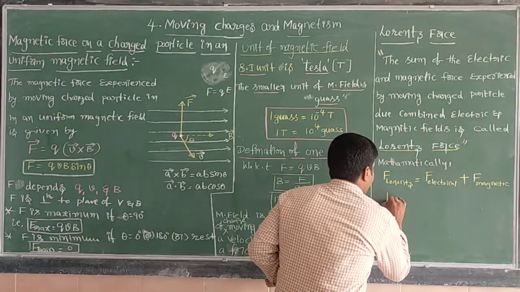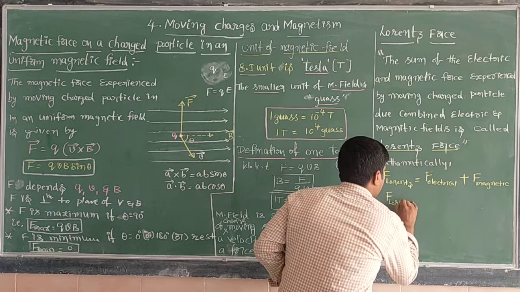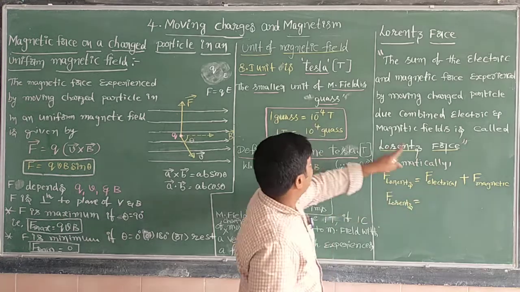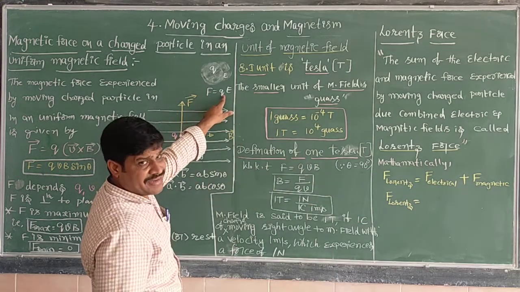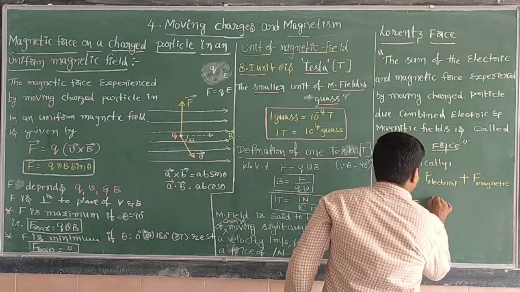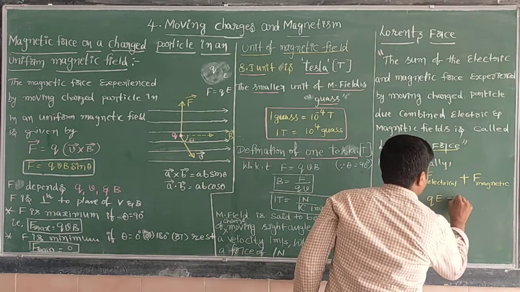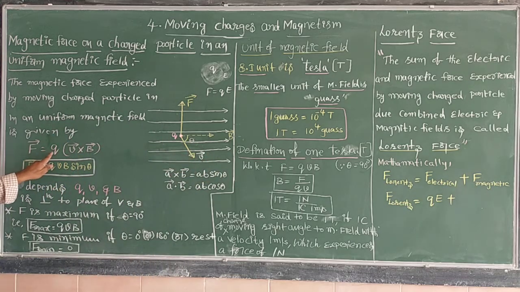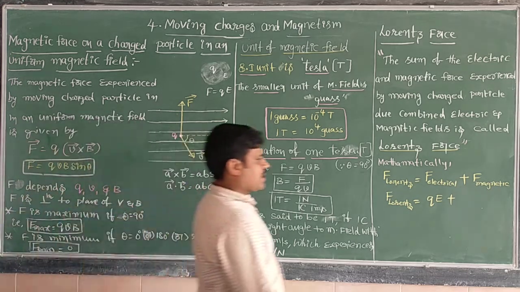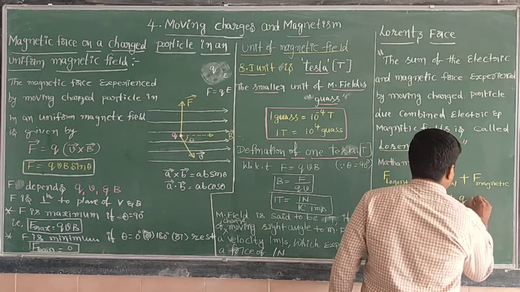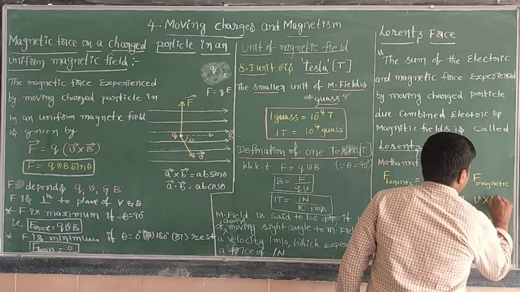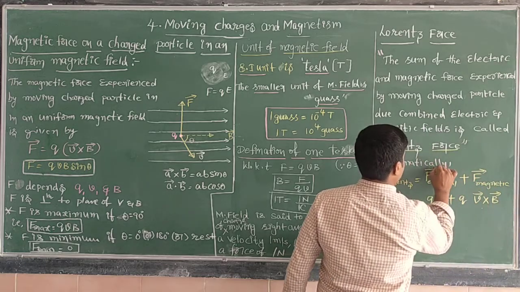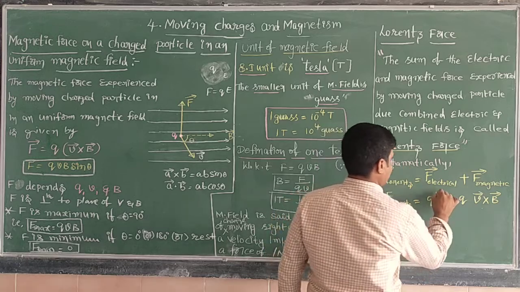So F Lorentz is equal to the electrical force. What is the formula for electrical force? It is nothing but QE, plus what is the magnetic force? The magnetic force is F bar equal to Q into V bar cross B bar. Now this is the Lorentz force. Force is a vector quantity, so you must show the direction.